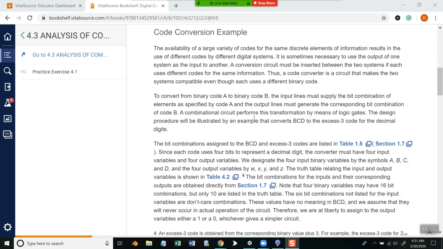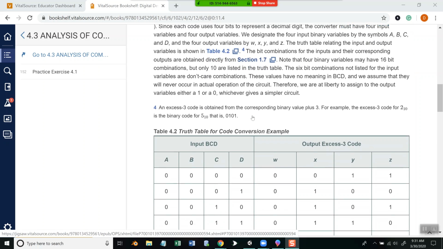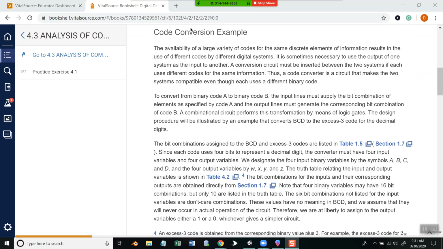I got an example down here. And first off, code conversion example. The availability of a large variety of codes for the same discrete elements of information results in the use of different codes by different digital systems. It is sometimes necessary to use the output of one system as the input to another. A conversion circuit must be inserted between two systems if each uses different codes for the same information.